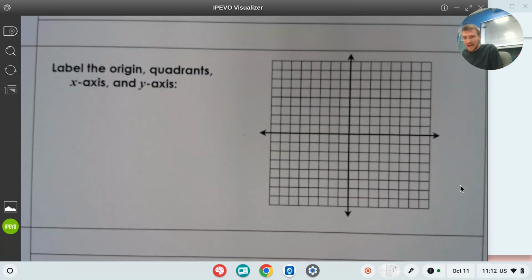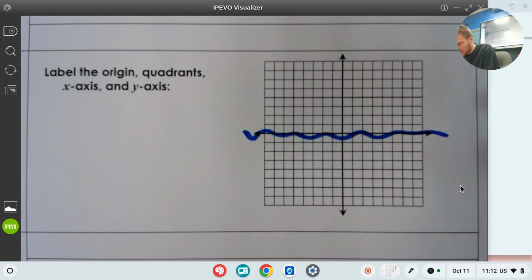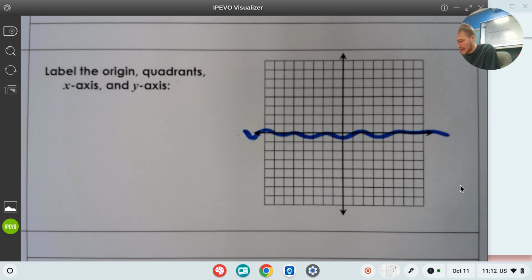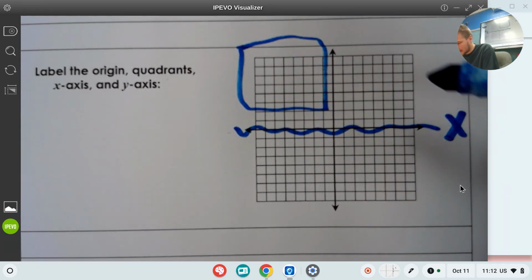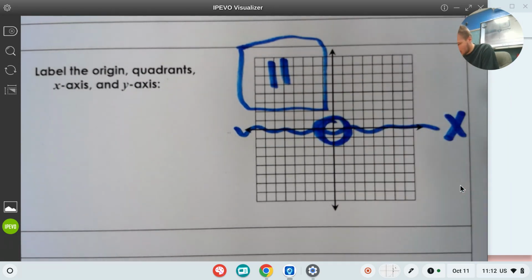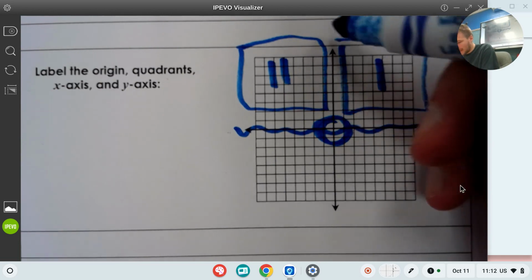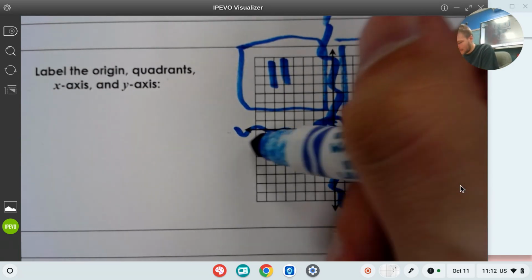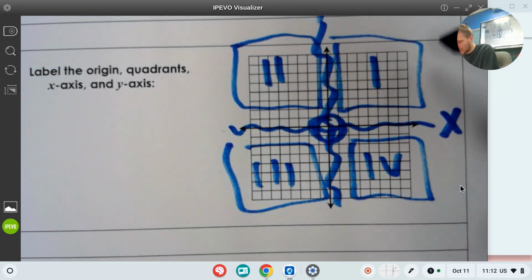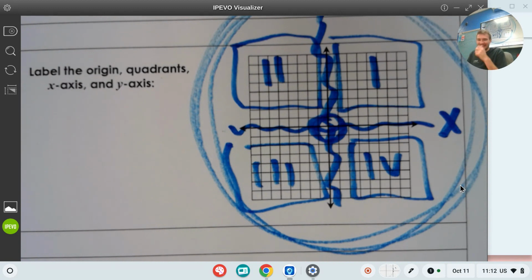Quick challenge. What do you call this thing that goes across the middle? Is it the x or the y? X. Nice job. What do you call this quadrant? Quadrant 2. What do you call this in the middle? Origin. That's the origin. I'm not going to write it. What do you call this? Quadrant 1. What do you call this? Y-axis. The y-axis. What do you call this? Quadrant 4. What do you call this? Quadrant 3. What do you call this? The coordinate plane. Gotcha. Threw you off a little bit. All right. Easy peasy. We're done.